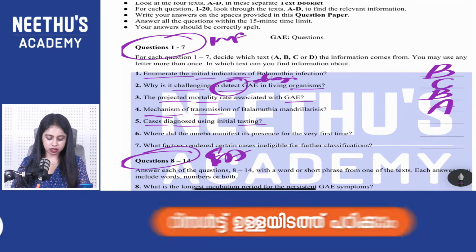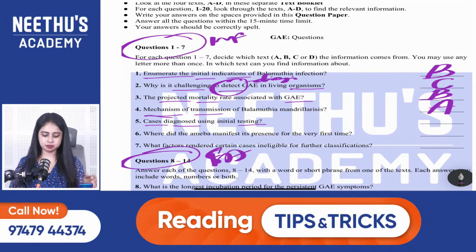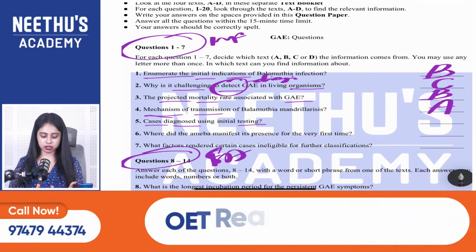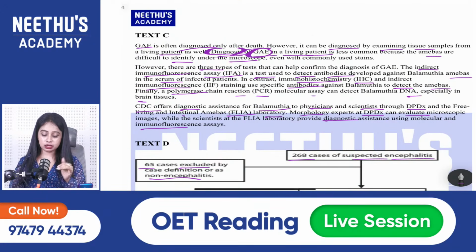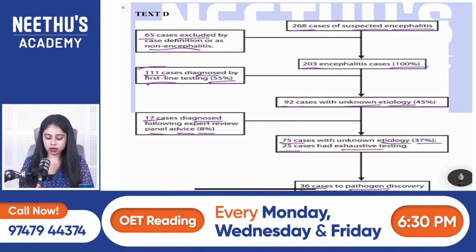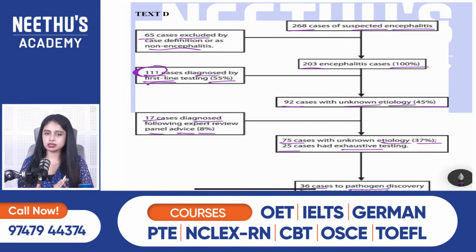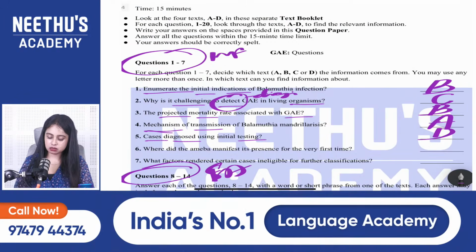Yes, Neha, Kavita. It was text A. And what about the fifth question? Cases, number of cases diagnosed, initial testing. See, 111 cases diagnosed by first line testing, exactly from D. So the answer is D. Clear?